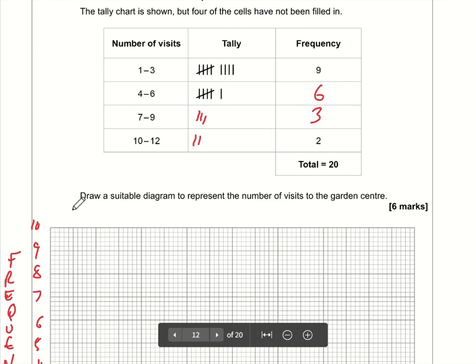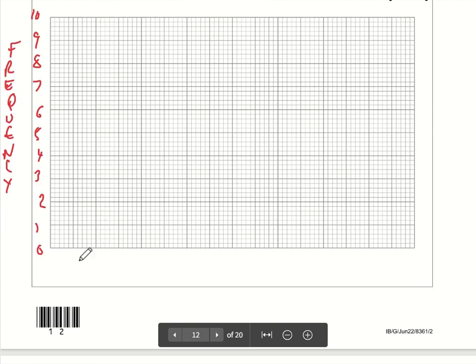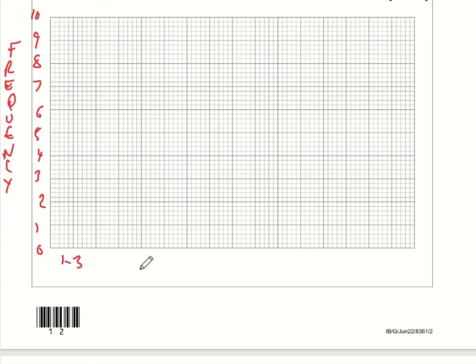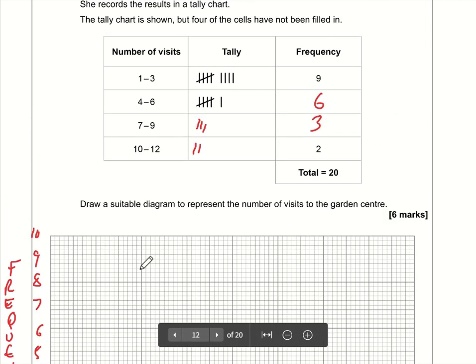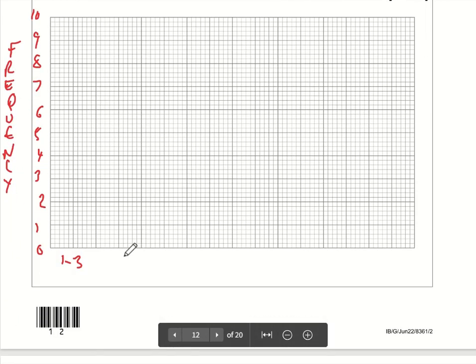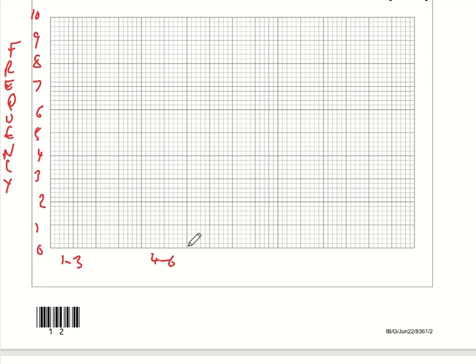Okay, so what I'm going to do is a bar chart. The first one is going to be for 1 to 3 visits. Then the next one, 4 to 6, 7 to 9. So I'll leave a gap, 4 to 6. I'll just mark where I'm going to start the bars. The next one is 7 to 9, which will be in here.